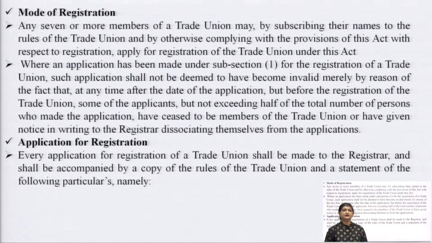Where an application has been made under subsection 1 for the registration of a trade union, such application shall not be deemed to have become invalid merely by reason of the fact that at any time after the date of the application, but before the registration of the trade union, some of the applicants, but not exceeding half of the total number of the persons who made the application, have ceased to be members of the trade union or have given notice in writing to the registrar disassociating themselves from the application.